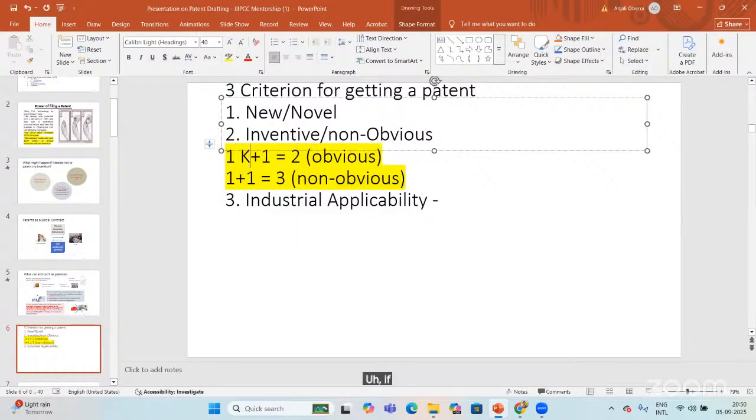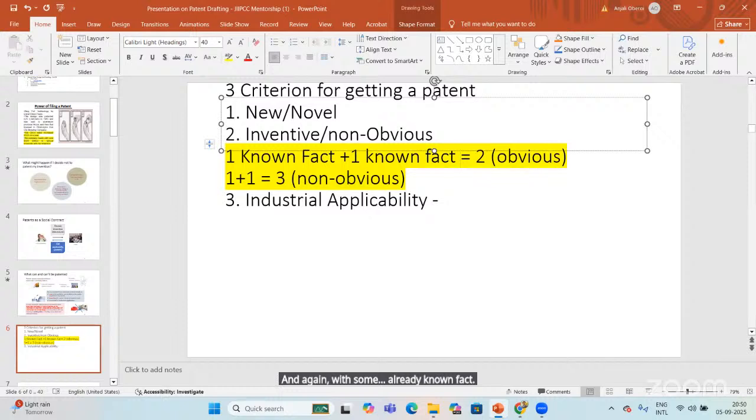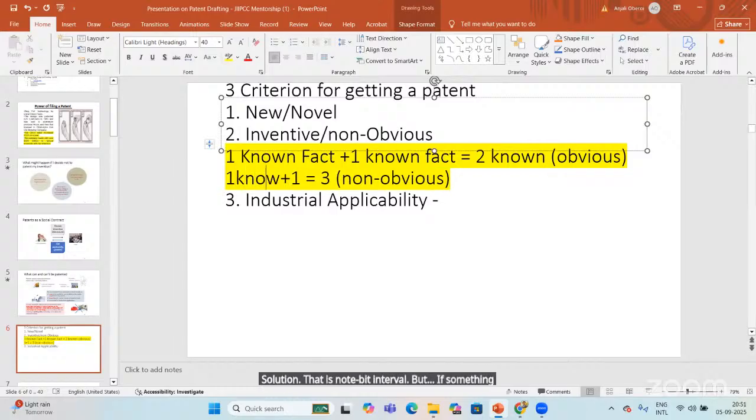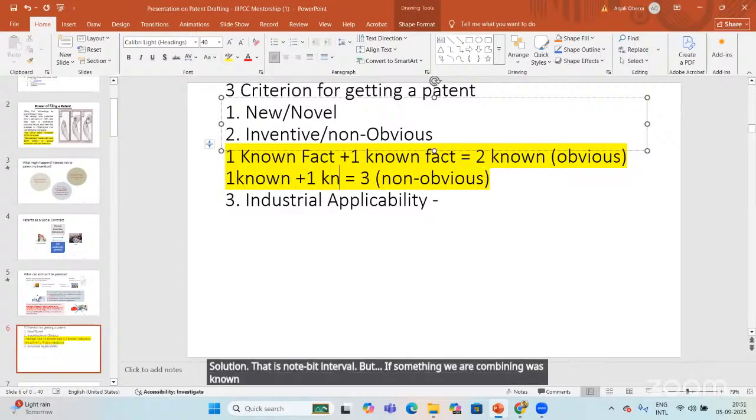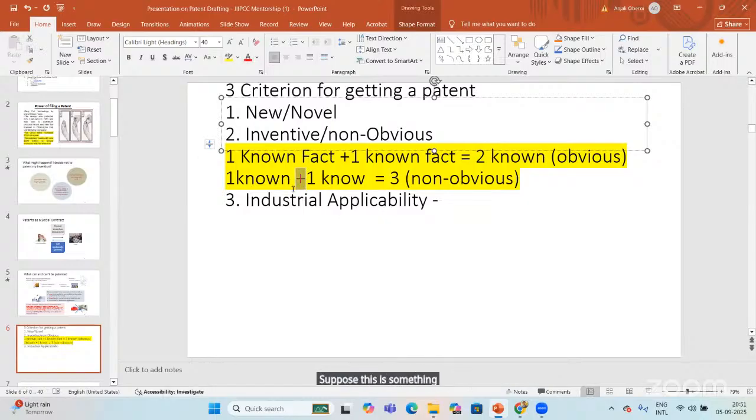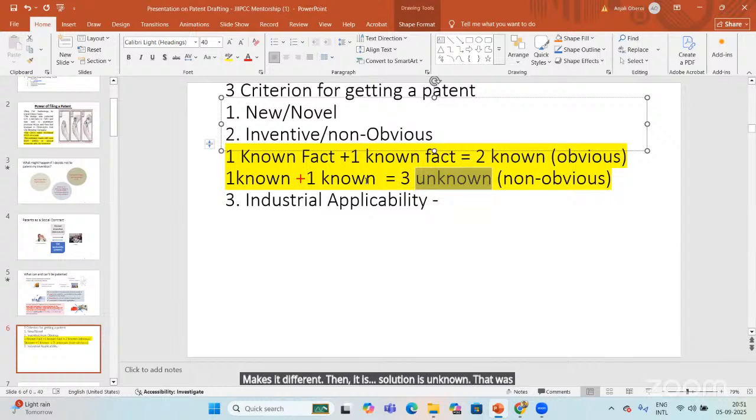If I replace it with a known fact, and again with some already known fact, and the outcome is still known, then we call it an obvious solution that is not patentable. But if something we are combining was known, the other was also known, but the way we are adding it, multiplying it or processing it makes it different, then the solution is unknown. That was not predicted earlier by anyone.